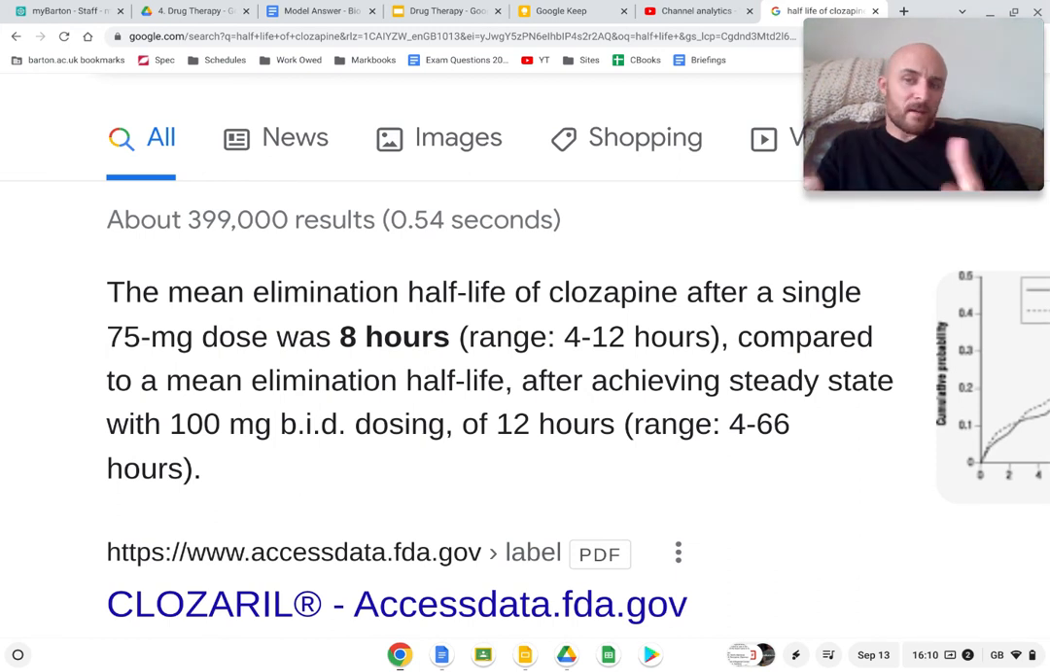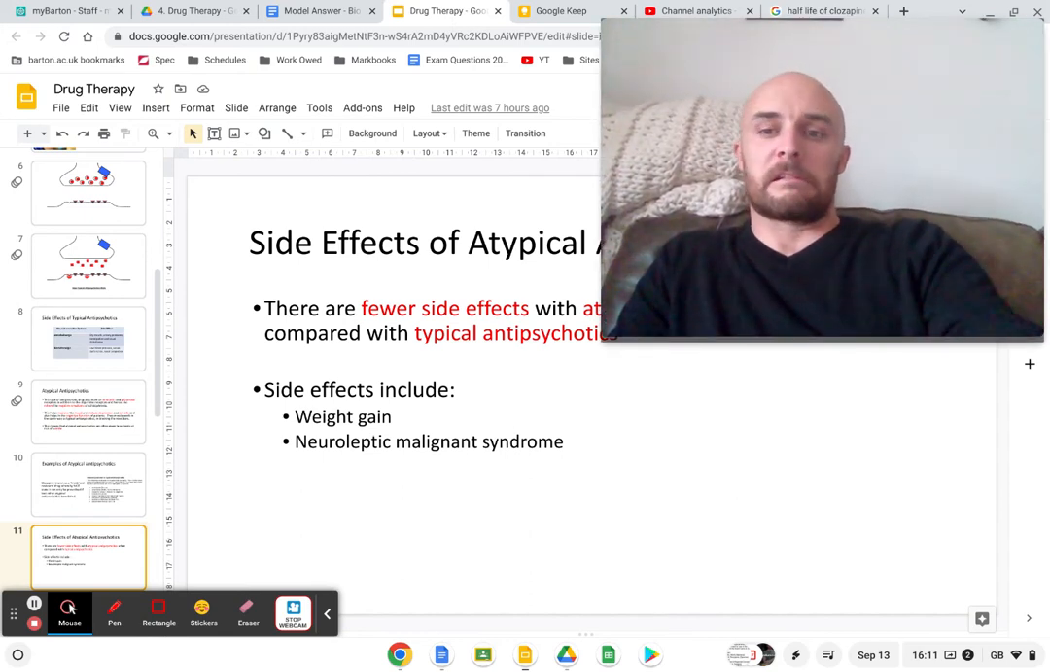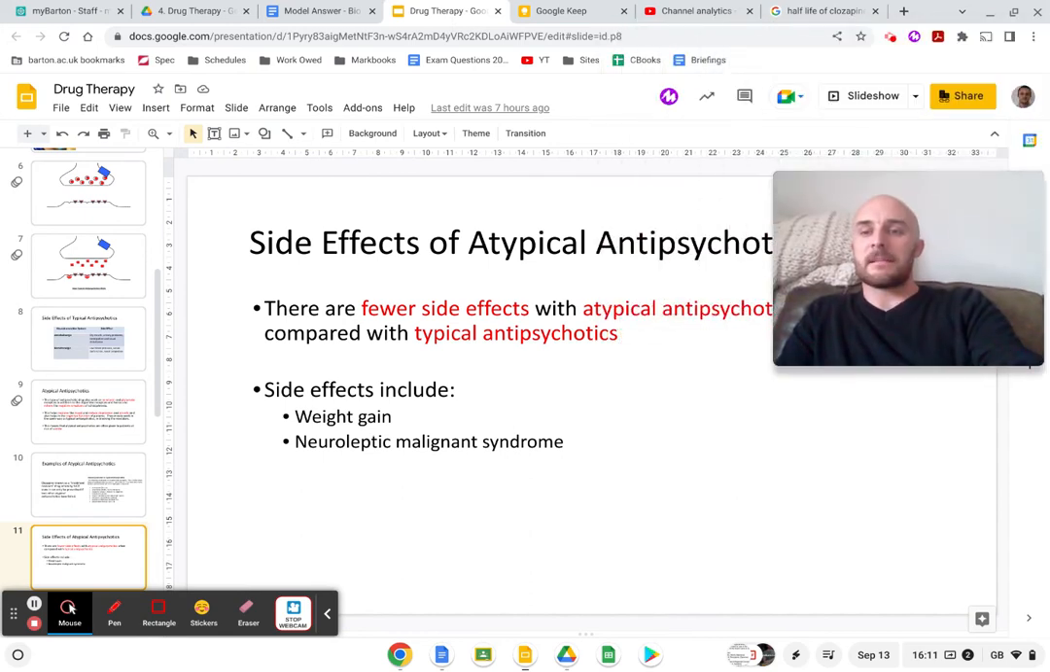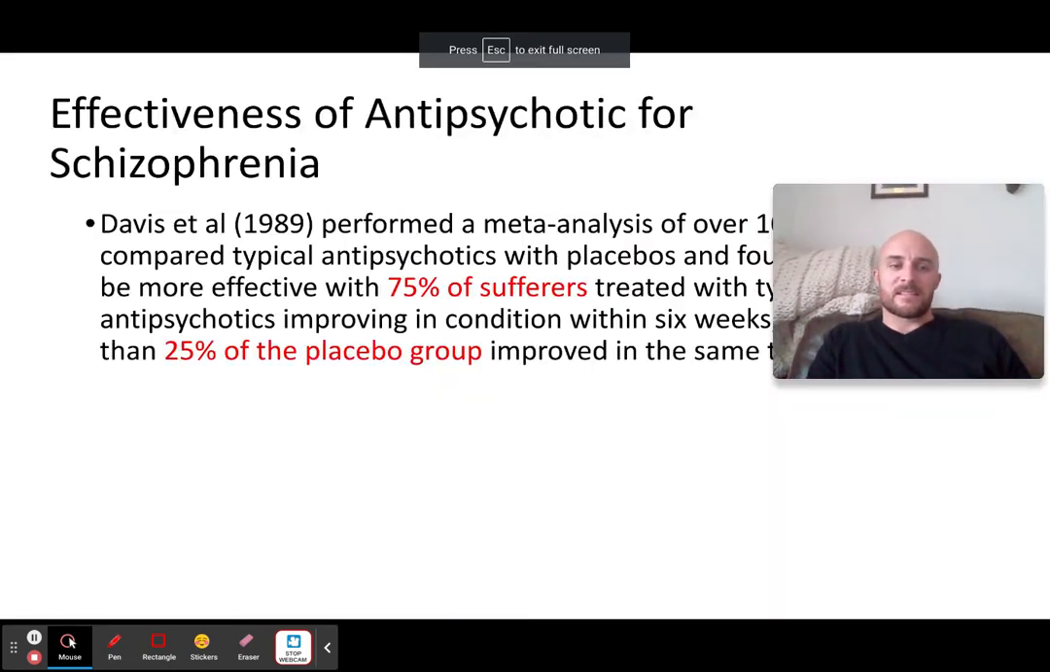So why is this important? Antipsychotics will only work for as long as the drug is in the system. It's not like CBT where you can learn it, go away, and still have that treatment going. The drug will only work for as long as it's in the system. And that is a massive evaluation point, that the drug will only work for as long as it is in the system.